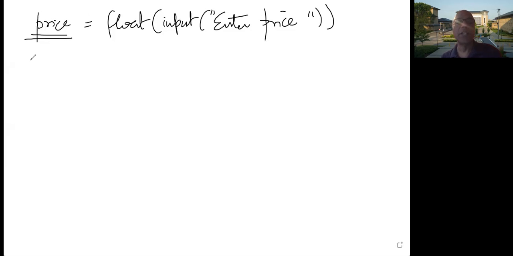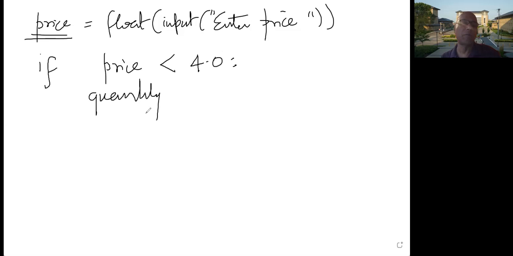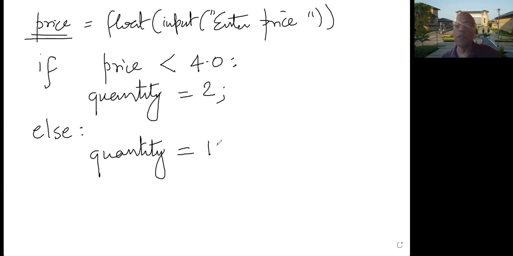So this gets executed. Now you can write, if price is less than, let's put some value, 4.0, you put a colon, you write quantity equals 2. Otherwise, you write else quantity equals 1. That is what I'm trying to do is, if the price is less than $4, I will buy 2 units of this, maybe 2 gallons. Otherwise, I will buy 1 gallon.